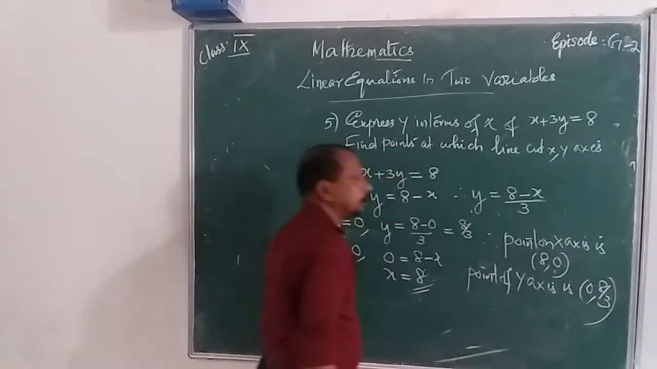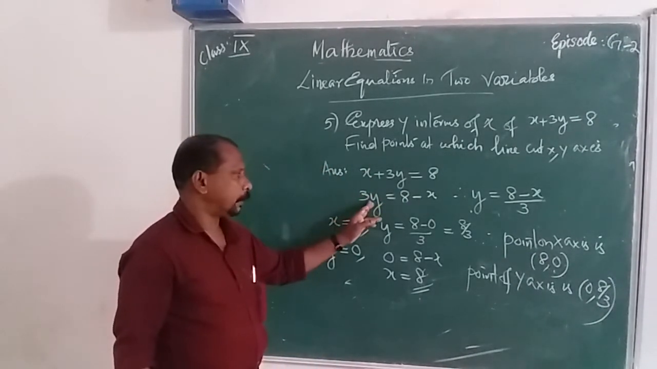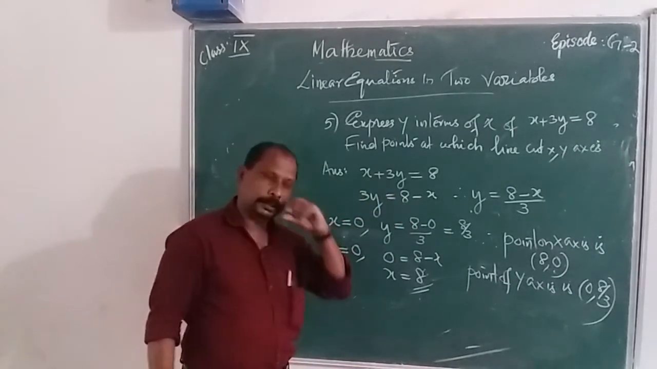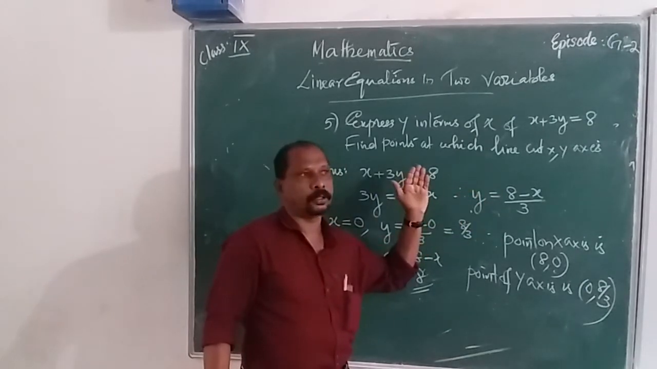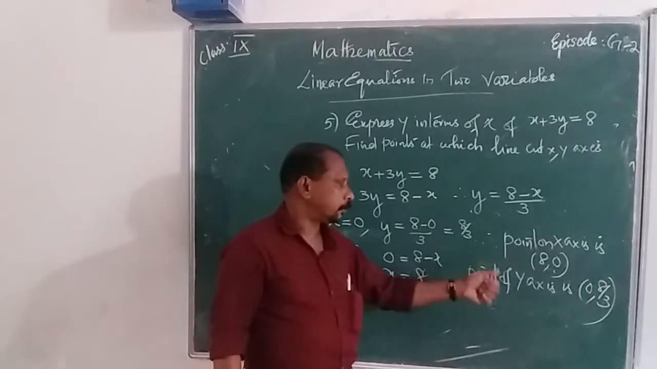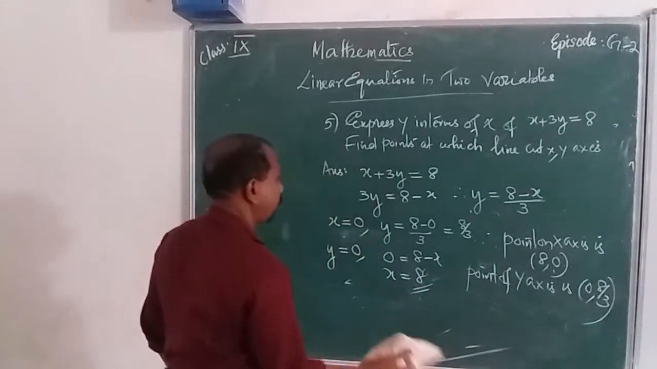This is the answer. Therefore, in this case, shifting x to the right, we get 3y is equal to 8 minus x. So, dividing by 3, we get y is equal to 8 minus x by 3. When x is equal to 0, we get y is equal to 8 by 3. That is the y-axis point. Y is equal to 0 gives 8, 0, the point on the x-axis.